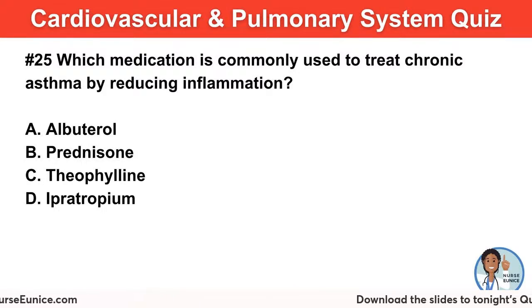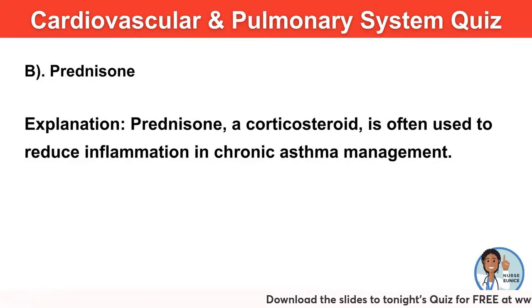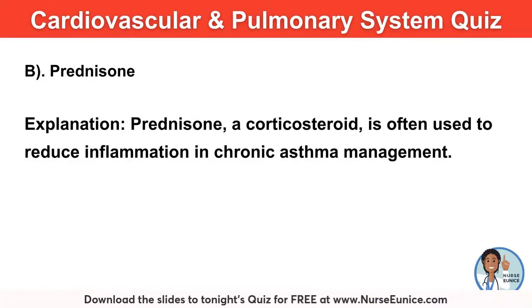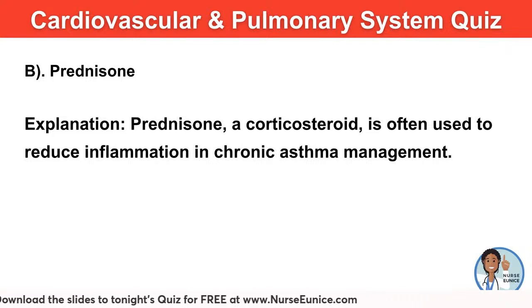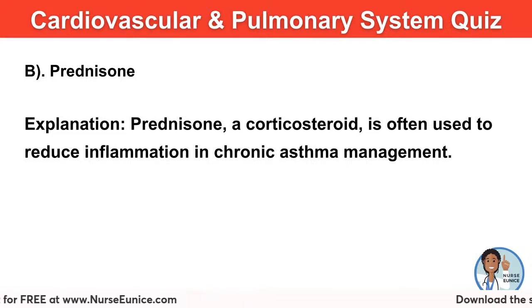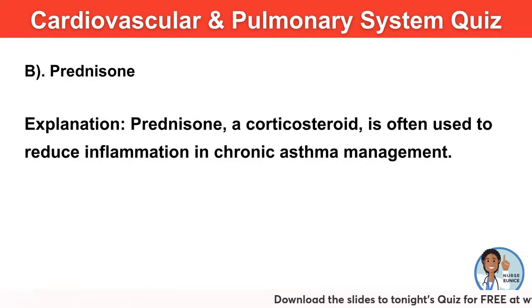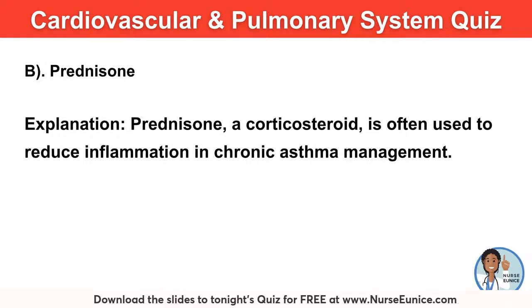It is B, steroids decrease inflammation. The others are nebulized medications that open the airway. But this question specifically said inflammation. So prednisone is a corticosteroid. It's often used to reduce inflammation in chronic asthma management.